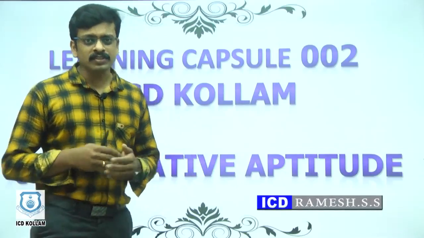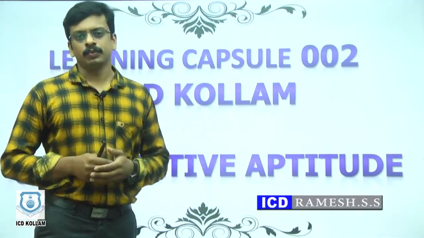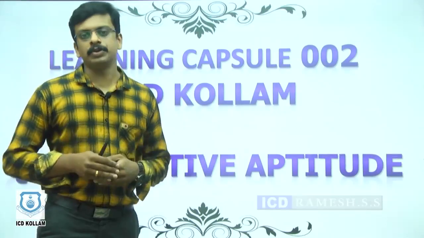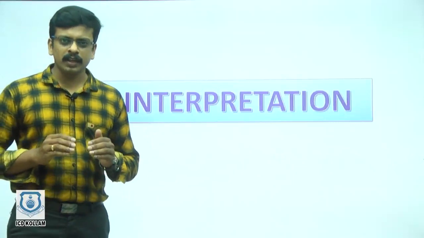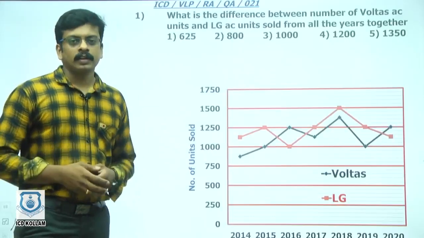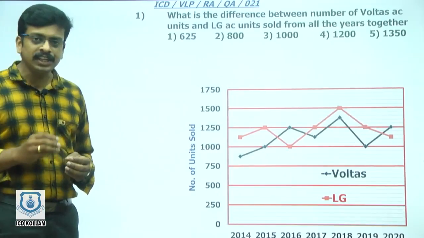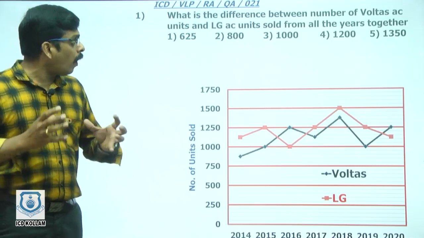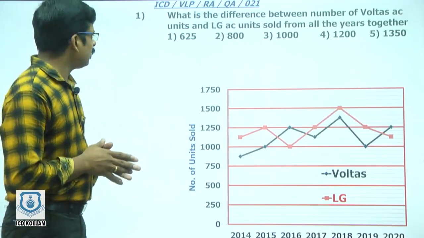Today we are going to discuss Learning Capsule 2 from Quantitative Aptitude, and we begin with data interpretation, which is one of the very important topics in competitive exams. Question number 1. What is the difference between the number of Voltas AC units and LG units sold from all years together? It's a very simple question.